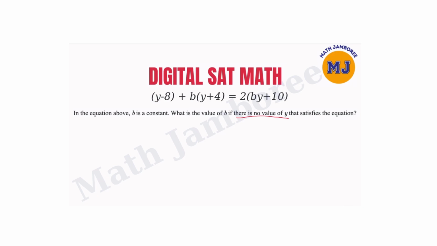So we will need to find the value of b, but the key point here is that there is no value of y that satisfies the equation. That means you will have the same amount of y's on each side of the equation, so that they can eliminate each other, and you won't need to solve anything for y.